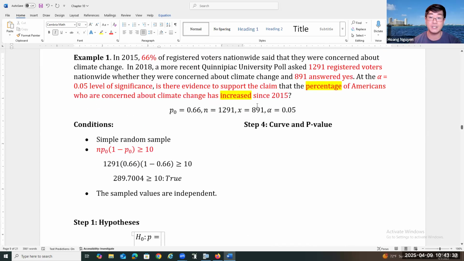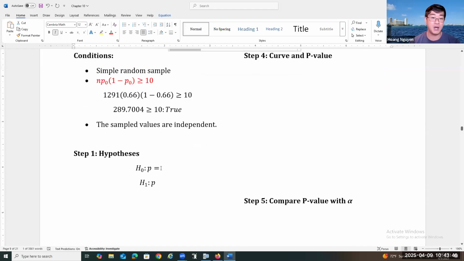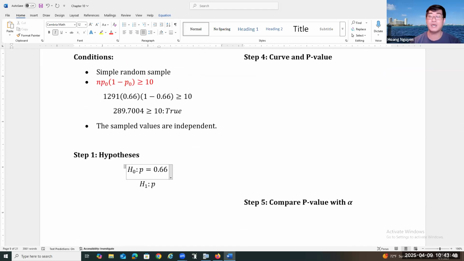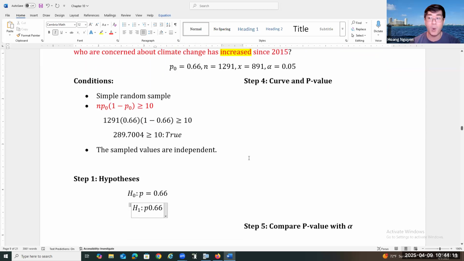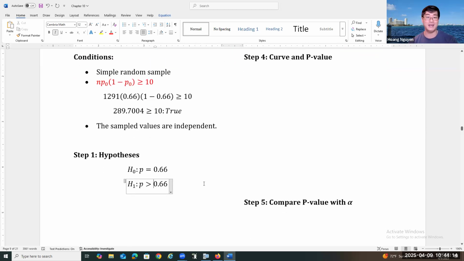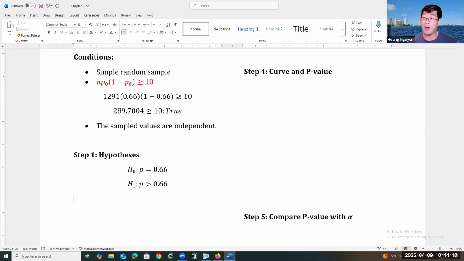It has increased since 2015. So what's the percentage in 2015? We know the percentage is 66%, right? So p0 is 66% or 0.66, so p is equal to 0.66. Now for the alternative hypothesis, we're using the same parameter, population proportion, and the same value, 0.66, but what should be the inequality? Is it not equal, less, or more? Based on the claim we have here, it says increase, which is more. So that's going to be the alternative hypothesis.